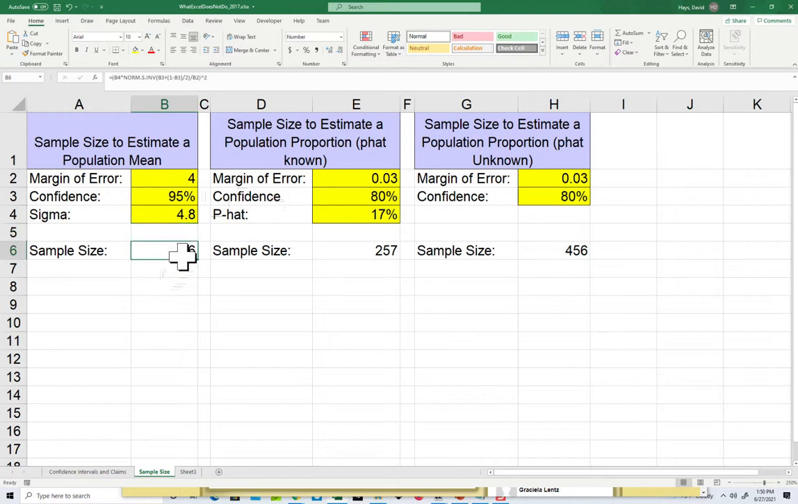And then this would be your answer. So this tells us our sample size should be 6. Now that's not a very big sample size, but I made these numbers up. So whatever it gives you would be what you would put in for your answer.